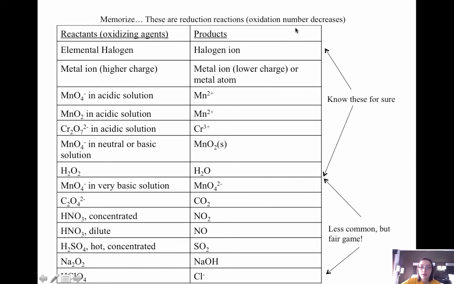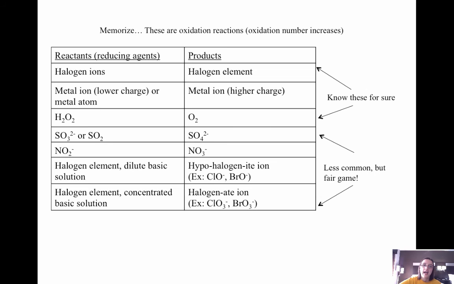So you want to know these for sure. So make flashcards, however you memorize. And then the bottom half, these are less common, but they're definitely fair game, especially this top one, MnO4- in basic solution. That's one that's becoming more common. And then these are the reducing agents. These are what undergo oxidation. So halogen ions become the element, metal ion in the lower charge becomes that of the higher charge.